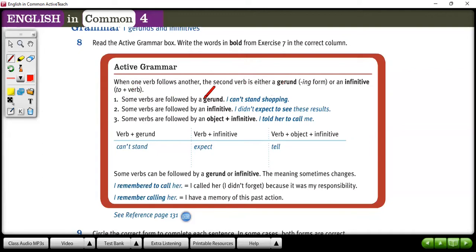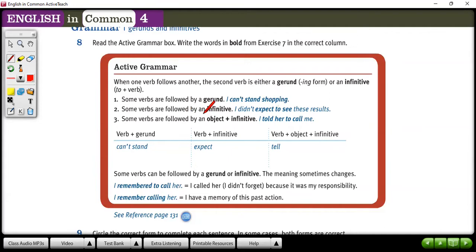Some verbs are followed by an infinitive with the preposition to. So, for example, I didn't expect to see the results. So, expect, it's one of these verbs. After expect, I need to use another verb in the infinitive.